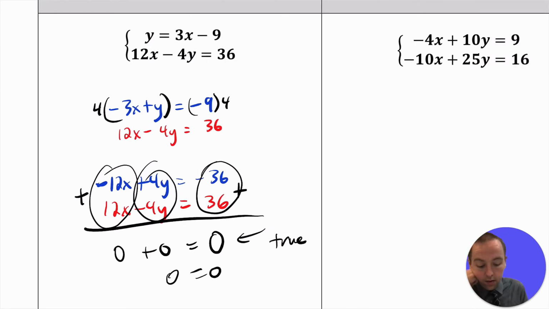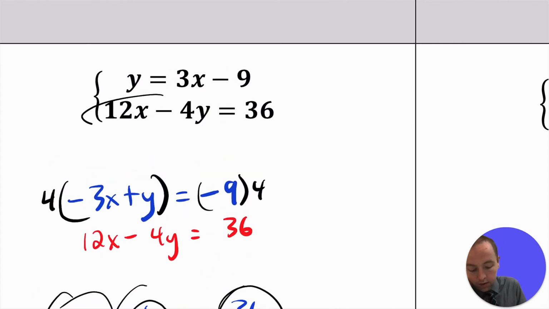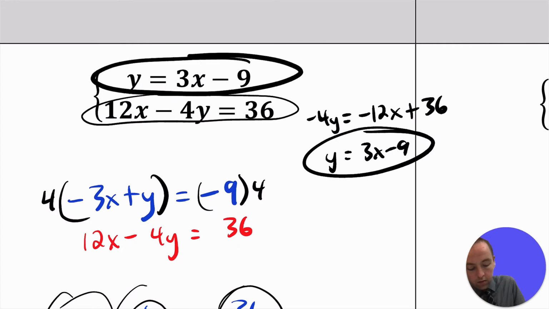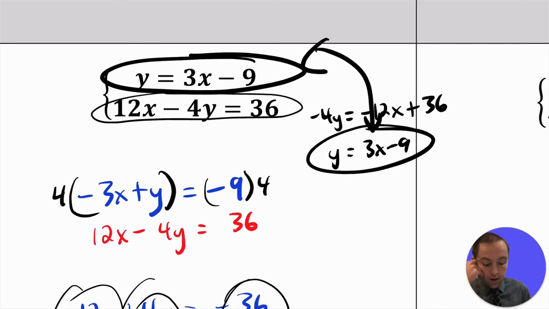If I were to solve this equation for y, you could see that it becomes this when I first get the negative 4y alone. And then if I divide both sides of that by negative 4, you end up getting this equation. When you look at those two equations, you can see they have the same slope and the same y-intercept. So of course they're the same lines as each other.